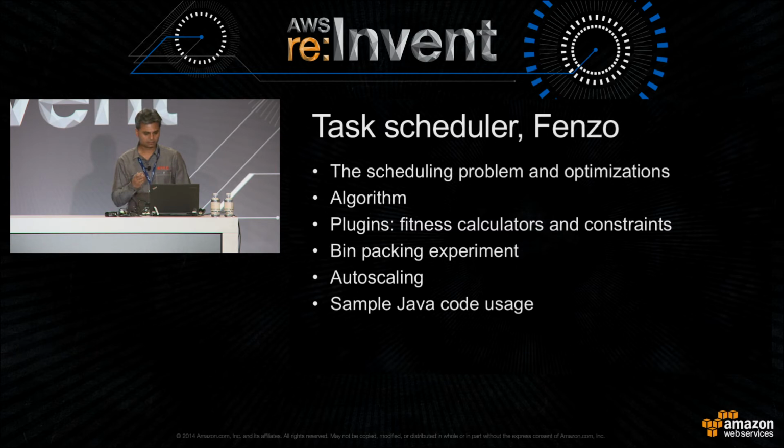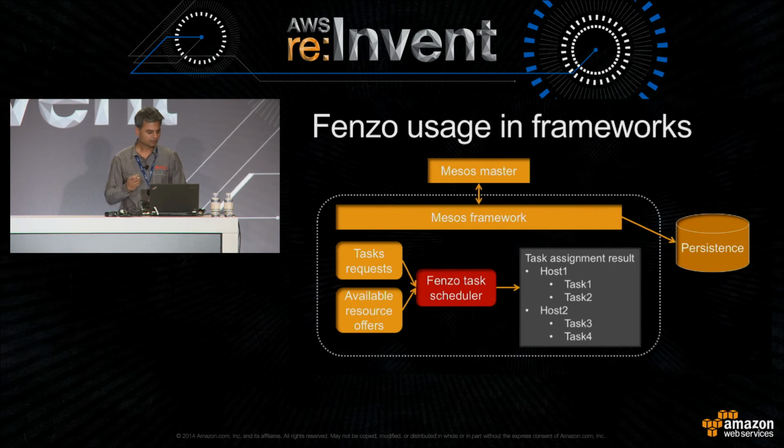There are a few things I'm going to talk about with Fenzo. These are the things, and then let's go into them. Fenzo itself can be used by any Mesos framework. All frameworks eventually get resource offers from the Mesos master, and they get task requests from the users. You just feed those two things into Fenzo, and then it gives you a resource assignment based on the optimizations that you want to do.